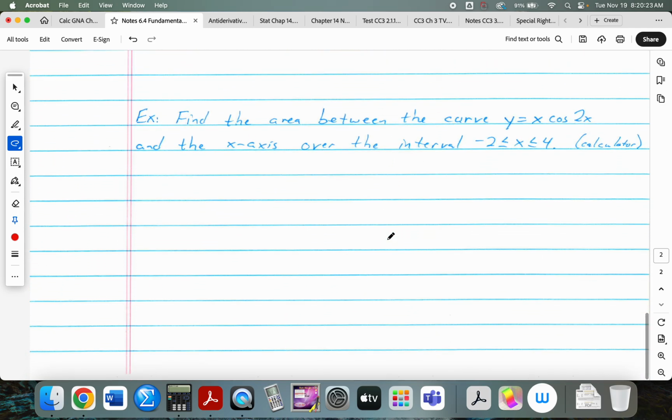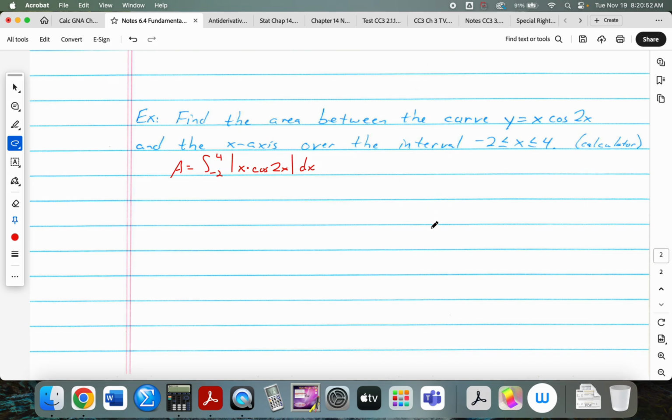All right, last example. Find the area between the curve y is equal to x cosine 2x and the x-axis over the interval from negative 2 to 4. So the area is going to be equal to the integral from negative 2 to 4 of the absolute value of x times the cosine of 2x dx.